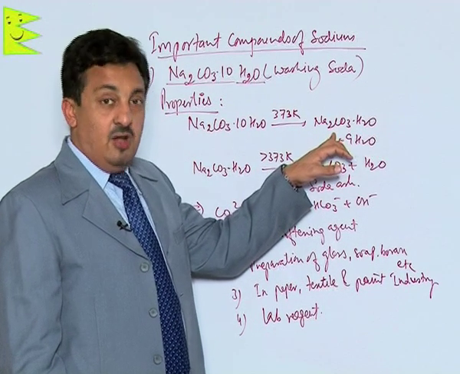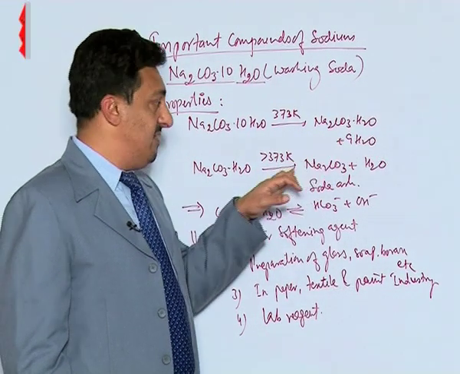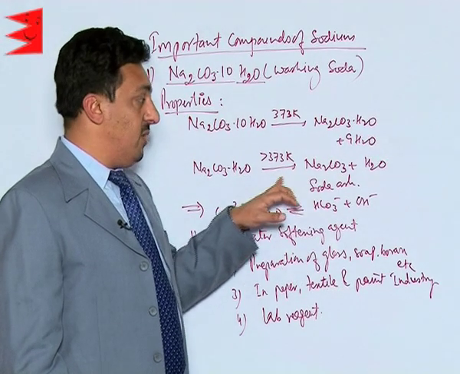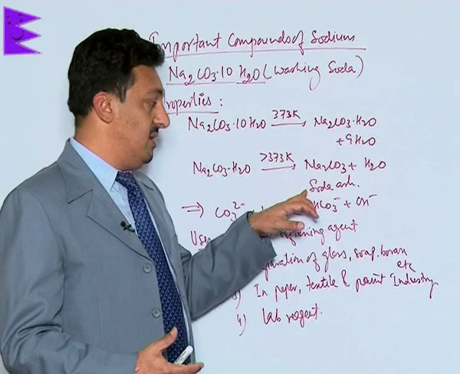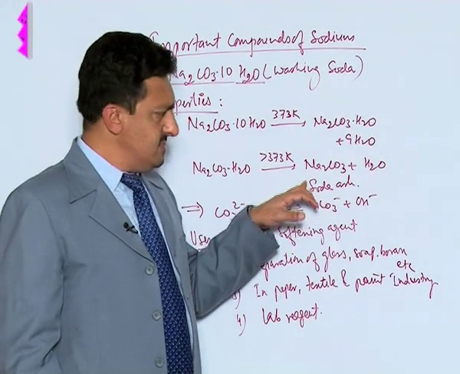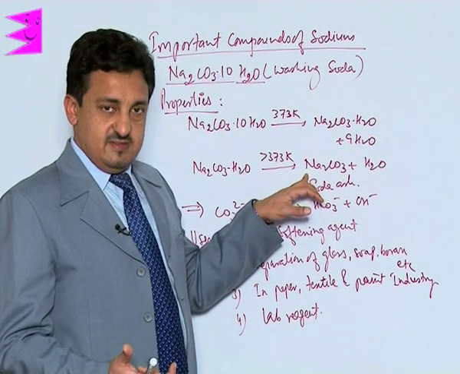And when heated beyond 100 degrees Celsius or 373 Kelvin, it becomes a dry white powdered mass, which is called soda ash, because it becomes now anhydrous.